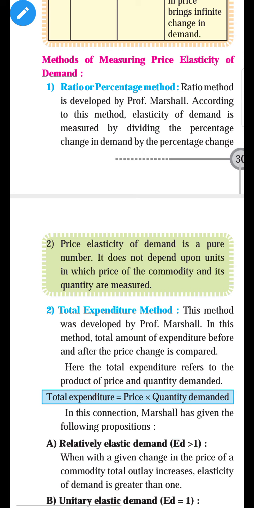Out of the three, at least two methods always come in the exam, either the ratio method or the geometric method, because there are three methods to measure the price elasticity of demand: the ratio method, the total expenditure method, and the point method or geometric method. So let us see one by one.